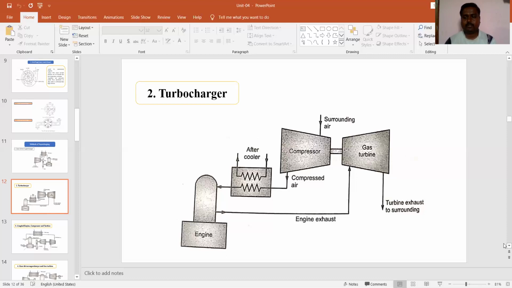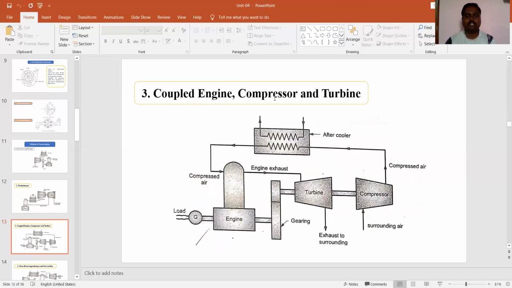Next one is coupled engine compressor and turbine. The third method of supercharging is coupled engine compressor and turbine. Again this is our engine. This is the inlet of the engine where the compressed air is supplied to the engine. This is the exhaust of the engine. And next, this is the compressor.